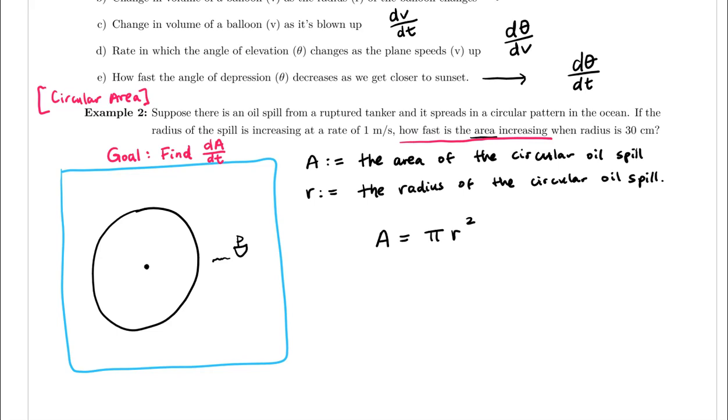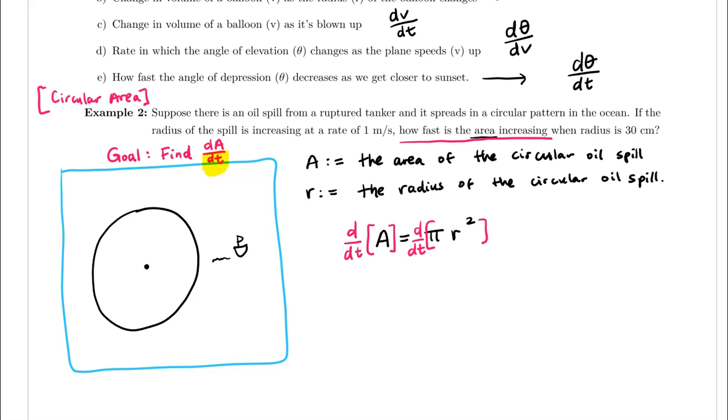radius squared. Now, because we are trying to find dA/dt, that means we have dt here, so what we're doing is we're taking the derivative of this equation with respect to t on both sides of our equation. So I'm going to take the derivative with respect to t on the left-hand side of my equation, and then the derivative with respect to t on the right-hand side of my equation.